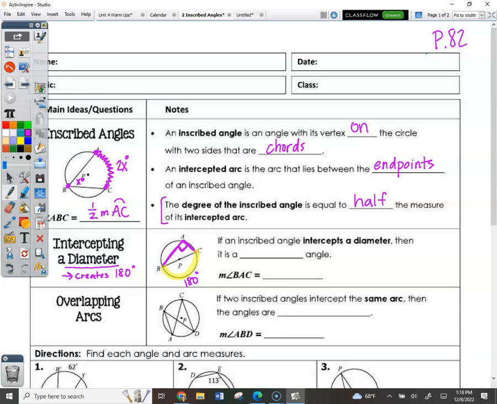Every single time. Let me make one small disclaimer because I've seen it before one time. As long as all 3 letters of the inscribed angle are in fact on the circle, and the first and the last letter are the diameter, then it's every time. So if an inscribed angle intercepts the diameter, then it is a right angle, which means it measures 90 degrees.